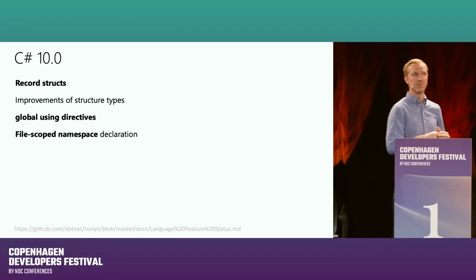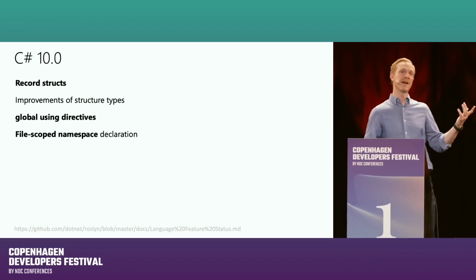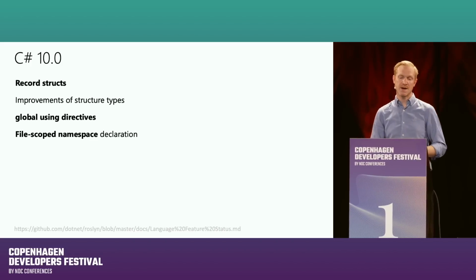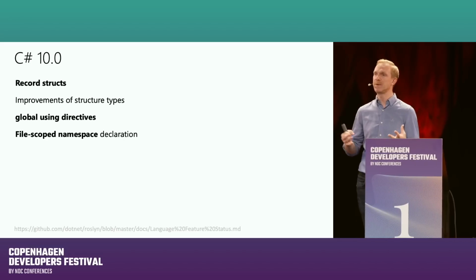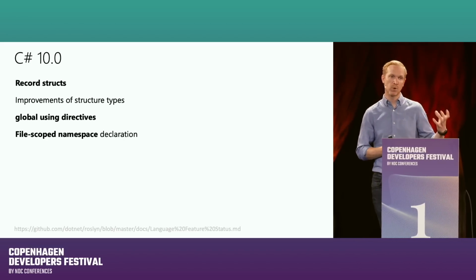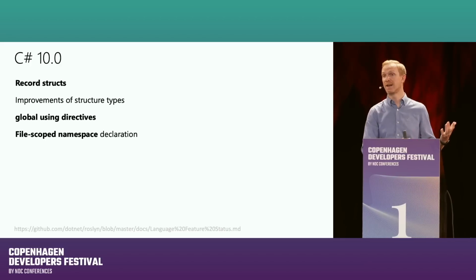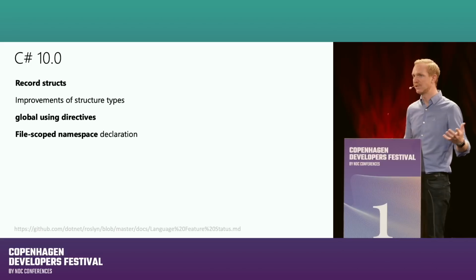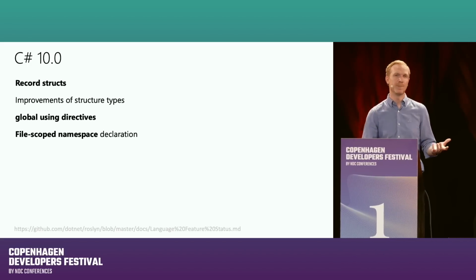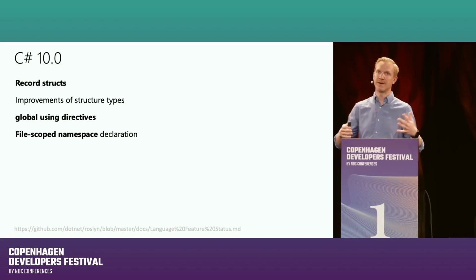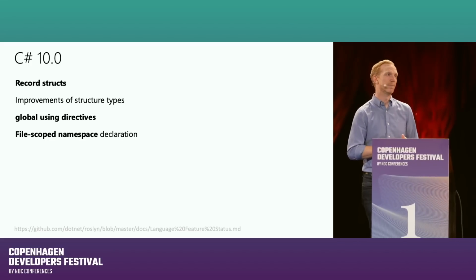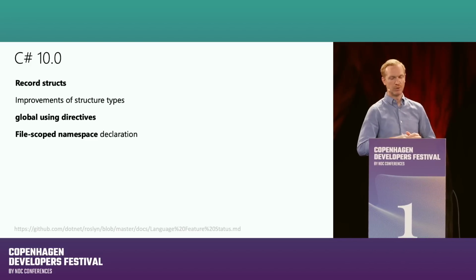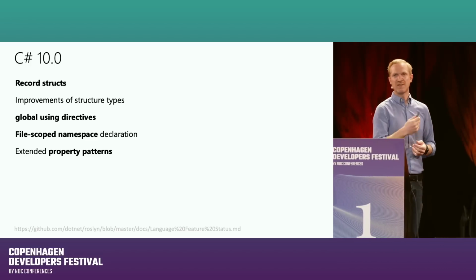We saw the file scope namespace declaration, and this was introduced because of minimal APIs. Minimal APIs is a way for you to produce an ASP.NET Core application in a program.cs file with just a couple of lines of code, like less than 10 lines of code. Many of these features are added to cater for that, to make it easier for many other developers to jump in and learn C# and use it for microservices or nano services, or whatever you want to call the new cool thing. There's an extended property pattern.